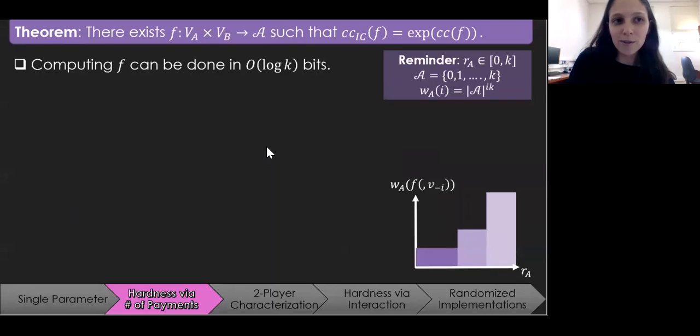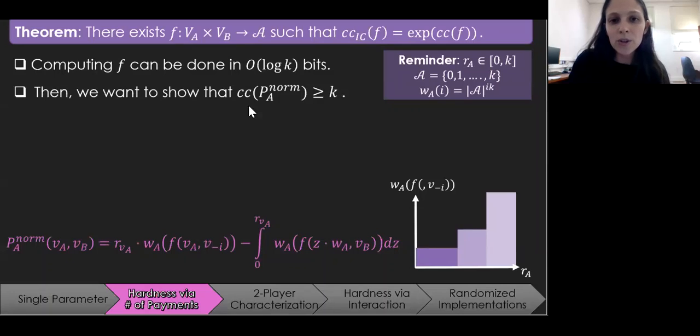Okay, so now let's formally prove it. First of all, the computation of f can be done in log k bits. The reason is that it suffices for Alice to just send the nearest integer to her value, which takes log k bits. Then Bob can look at his allocation graph, see exactly where it falls, and send back the alternative according to his allocation graph, which also takes log k bits.